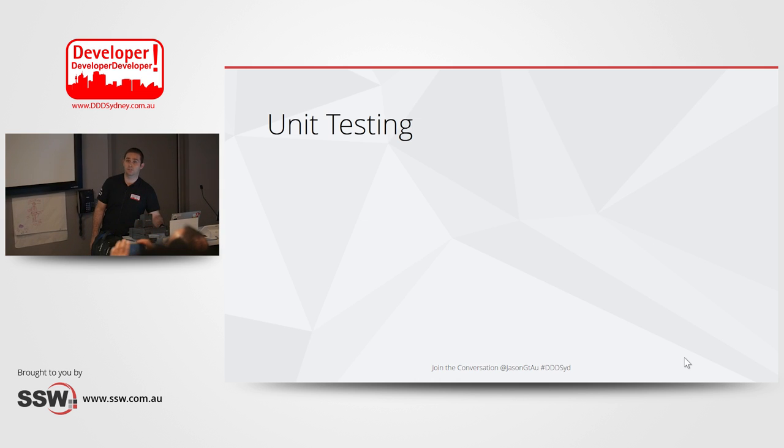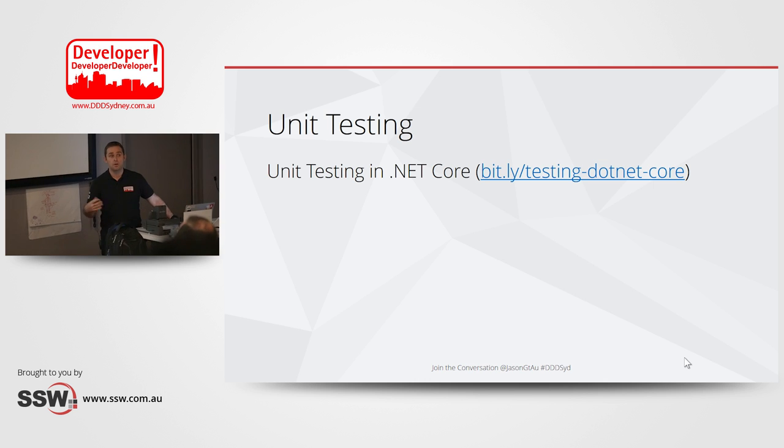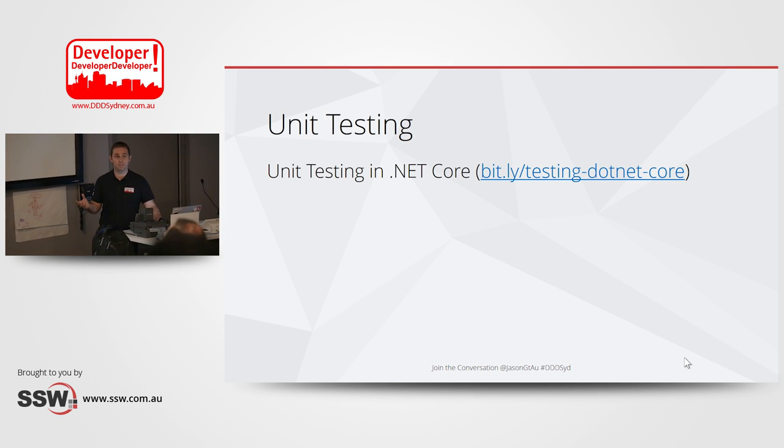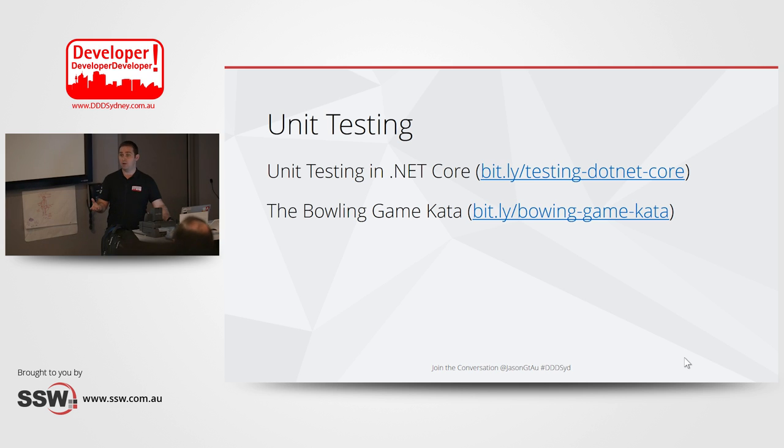Next, unit testing. For those of you that are new to unit testing, I've got four great resources. The first is unit testing in .NET Core, so that's the latest Microsoft documentation. Then we have the bowling game Kata. Now this is something that I tried out very early on. It's from Uncle Bob, the author of Clean Code. If you do this every day for 2 weeks, it's going to give you a really good feel of what it's like to do test-driven development. So this is a test-first Kata, and you'll basically create a very simple game.